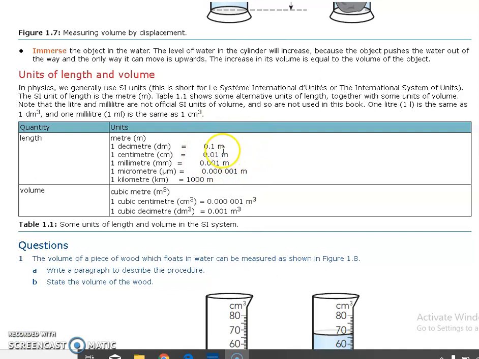So what we can say is, 1 decimeter is 0.1 meter, so 1 meter will be equal to 10 decimeter. Okay, that is 1 meter will be equal to 10 decimeter. So to convert, suppose if it is given in meter, and if you want to convert into decimeter, we have to multiply it with 10. Okay, if it is given in decimeter and we have to convert into meter, we have to divide it with 10.